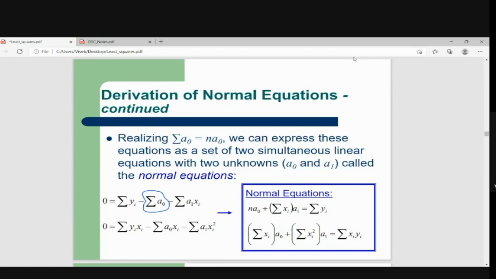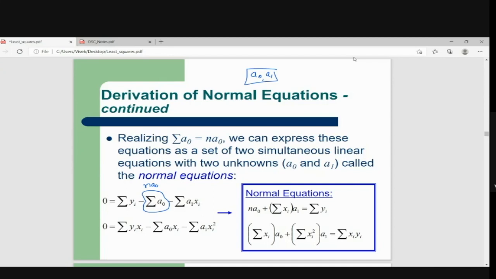So I'm adding a naught n times, and a naught is just a constant, so it will give n a naught plus summation xi a1. A1 is a constant, I'll just take it out from this summation, and I'll get this value equal to summation yi. And similarly, I get this value summation xi a naught plus summation xi square a1, and this value. So you can see from here, now I need to find two variables a naught and a1. And you know from the concept of linear algebra that to have a unique solution, you should have a 2 by 2 system. So this is a 2 by 2 system I'm going to have.